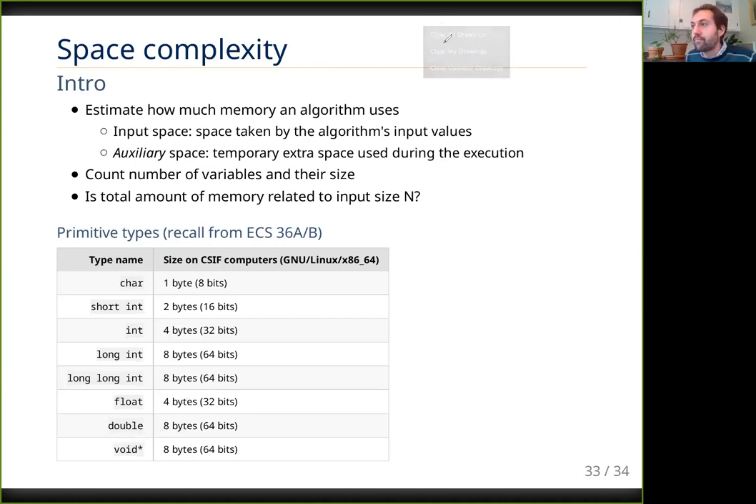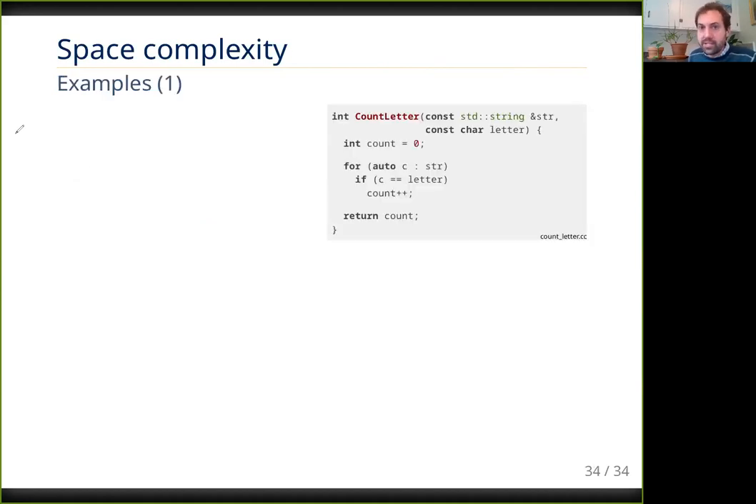So yeah. Okay, so let's take two very simple examples to illustrate this space complexity. In the first example, we have a function called count letter that receives a string and a certain letter, and essentially goes through the string entirely and counts the number of times we find the letter that is given as a parameter.